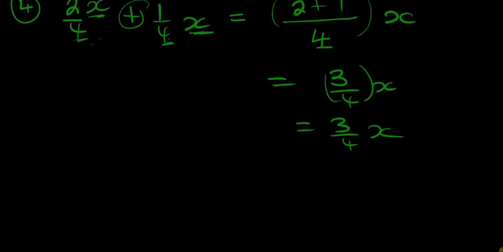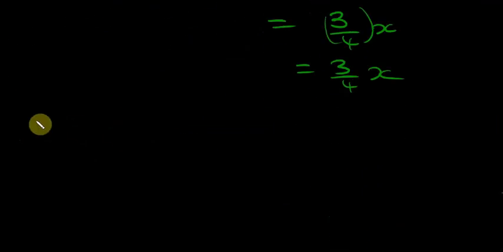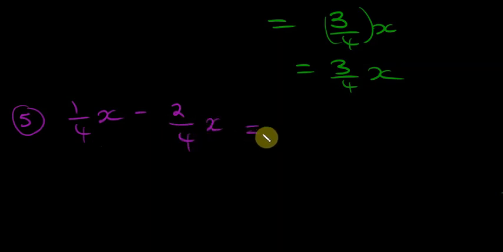Okay, let's do one more subtraction example. Number 5, let's say 1 over 4x minus 2 over 4x. Okay, so you see these are like terms. It's a fraction, the denominator is 4, so the lowest common multiple into which these denominators can go without leaving a remainder is 4.